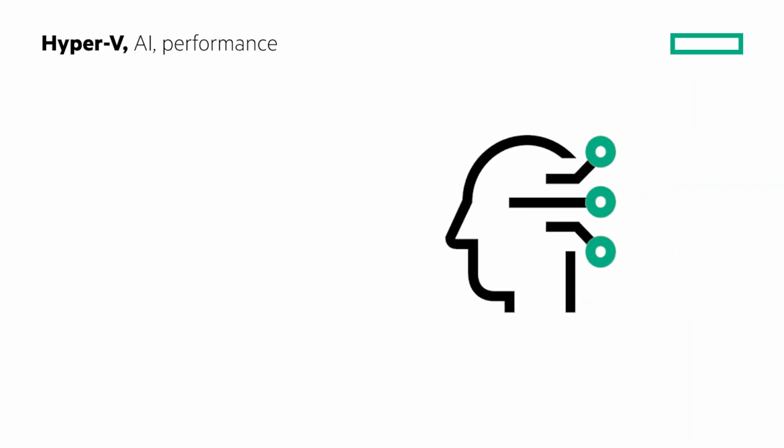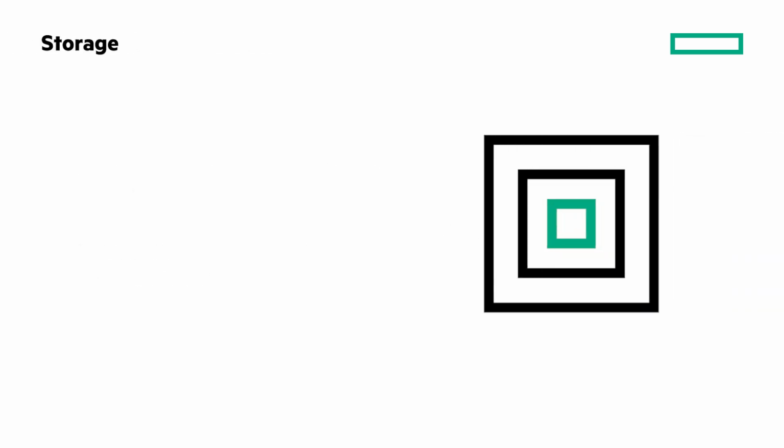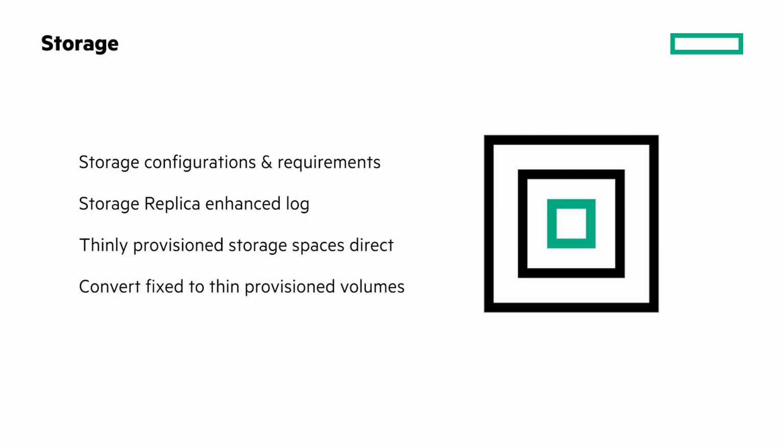Hyper-V is Microsoft's hypervisor used to power Azure, Azure Local Solutions, Windows, and Windows Server. It is used for virtualization, security, containers, and AI enablement. Microsoft Windows Server 2025 has many new additional features to support a range of storage configurations and requirements, such as Storage Replica Enhanced Log, thinly provisioned Storage Spaces Direct, and the ability to convert fixed-to-thin provisioned volumes.